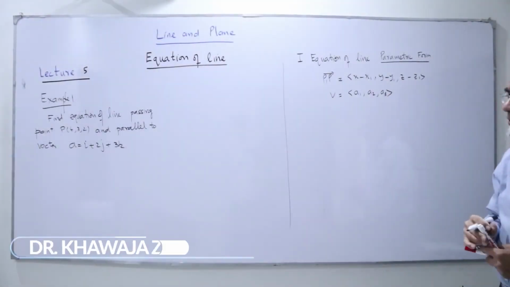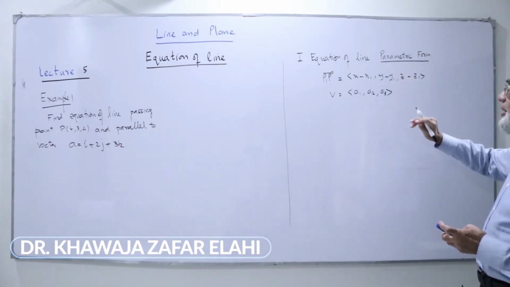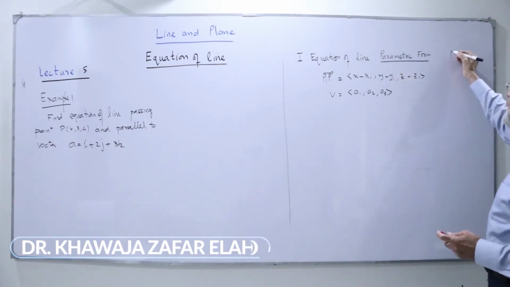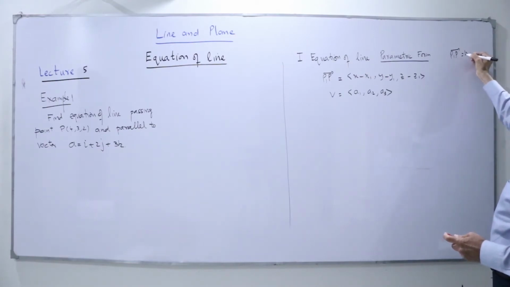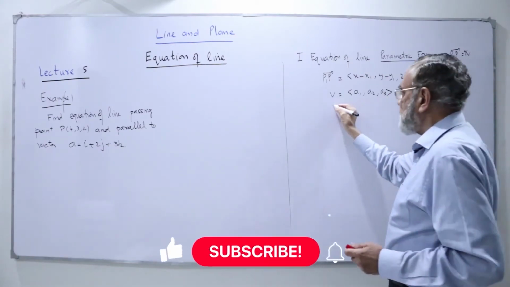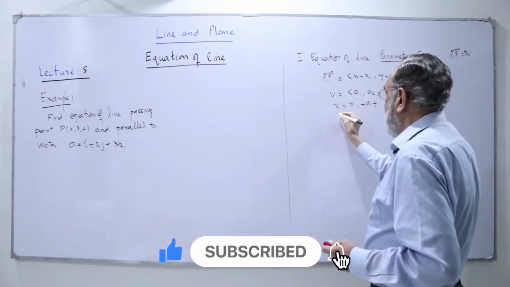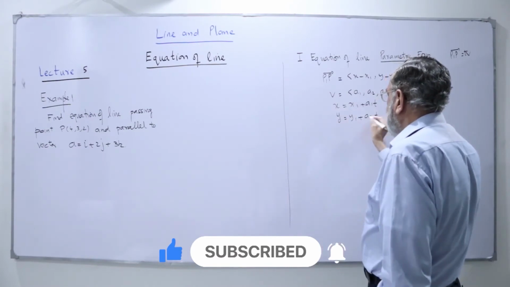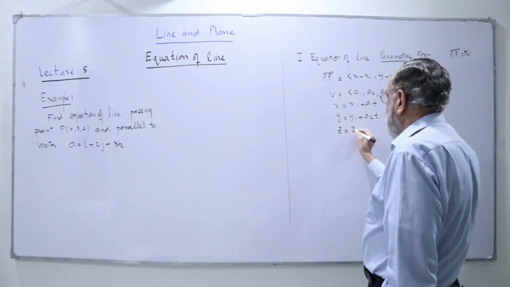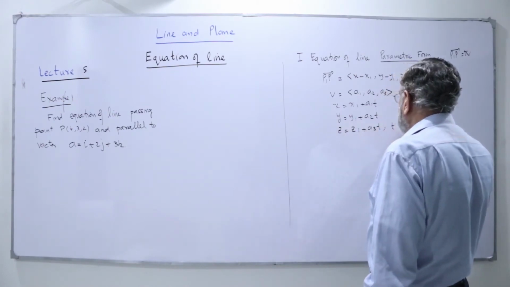I just identified that we are having two forms of the equations. One is the equation of the line in parametric form, where we are using this definition that P1P is equal to t times V. So we get here x equal to x1 plus a1t, y equal to y1 plus a2t, and z equal to z1 plus a3t, where t is any real number.